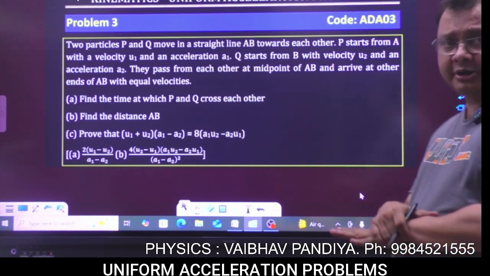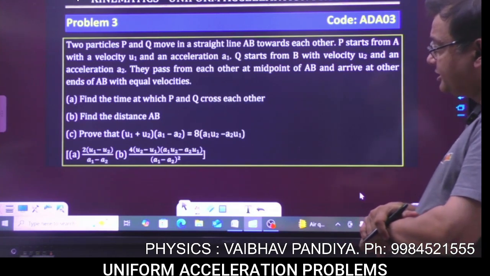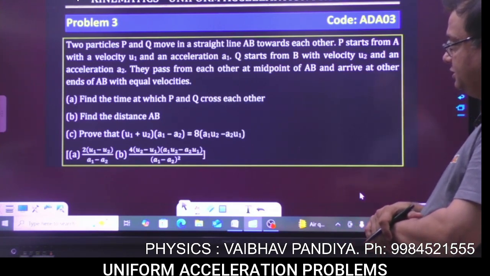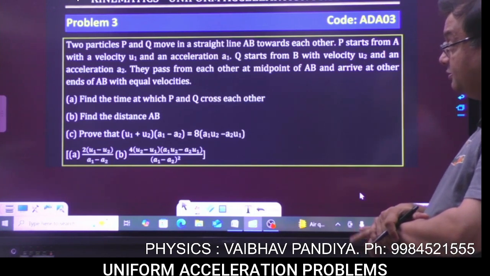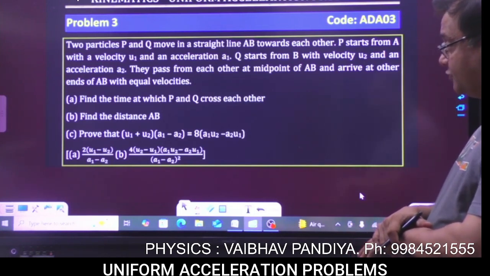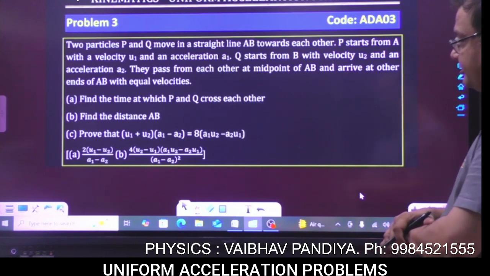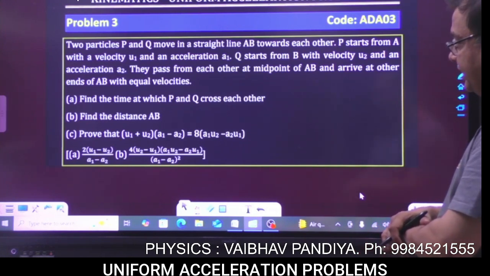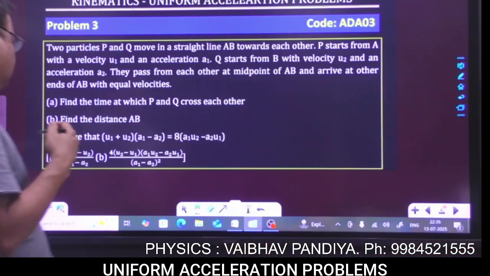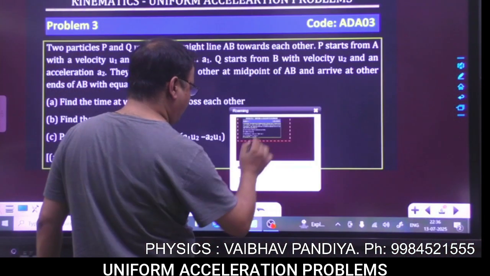Now we have three parts in the problem. The first part is to find the time at which P and Q cross each other. The second part is to find the distance AB, and the third part involves proving that (u1 plus u2) multiplied by (a1 minus a2) must be 8 times (a1 u2 minus a2 u1). Okay. Now let us represent the problem in the form of a figure.